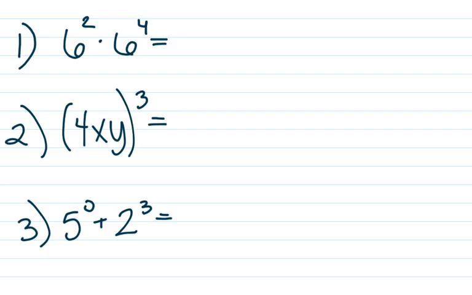Okay, so for the first one, we have the same base, we're multiplying. So remember, we're going to keep our base, and then we're just going to add our exponents. So 2 plus 4 is 6. So our answer is just 6 to the 6th. I did not ask you to solve that. I just said simplify this one because I do not want to multiply 6 times itself 6 times.